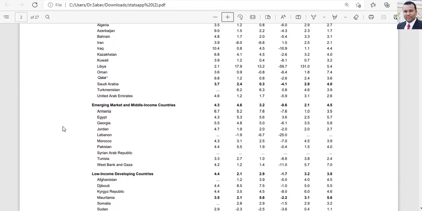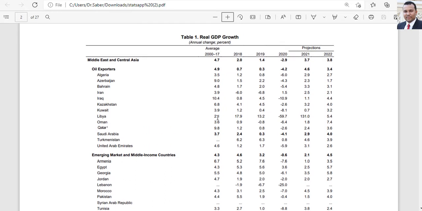For example, Egypt. What about this percent? This is real GDP growth for Egypt. This is the average from the year 2000 to 2017, equal 4.3. What about the performance for the year 2019? 5.3. For the year 2019, 5.6. So this is the trend upward, increased. But in the year 2020, yes, this decreased in the real GDP growth rate, but still positive, 3.6.